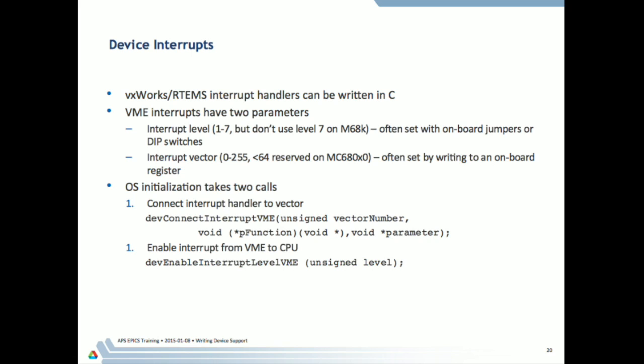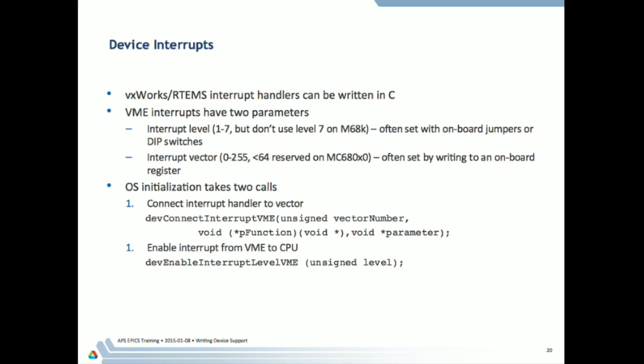And you basically have two parameters for VME interrupts. There's an interrupt level, which is a level between 1 and 7. Old 68000-based CPUs, you really didn't want to use level 7 because that was non-maskable, and the operating system VxWorks didn't like that. But the PowerPCs don't have that problem, so you can actually use level 7 interrupts on PowerPCs. And that interrupt level is often set with jumpers or switches, or nowadays they're a bit more software programmable. And then there's a vector as well.